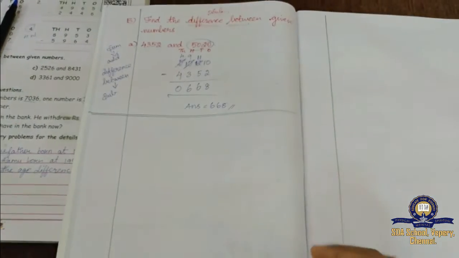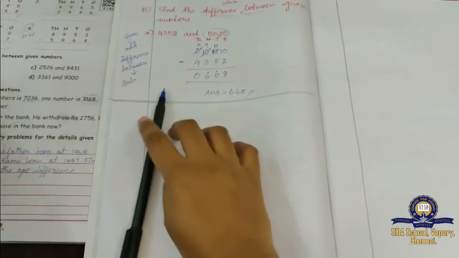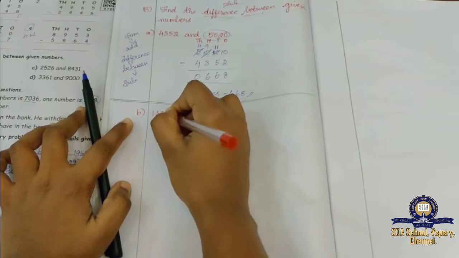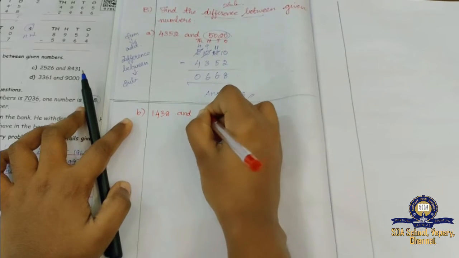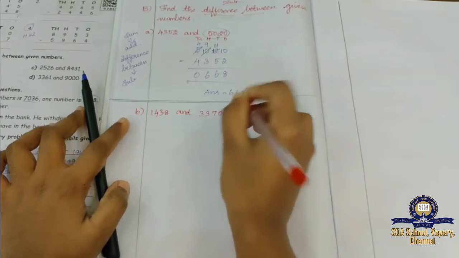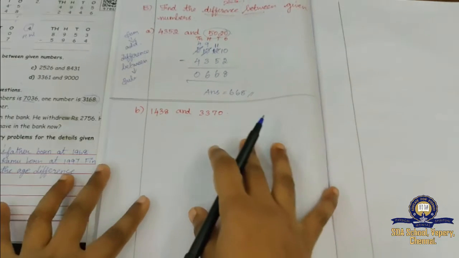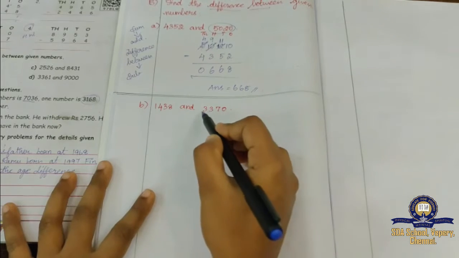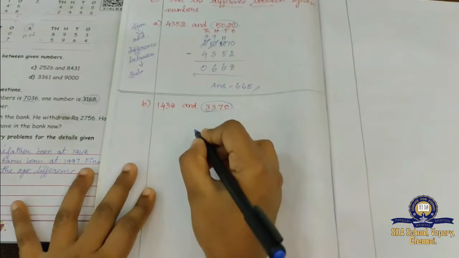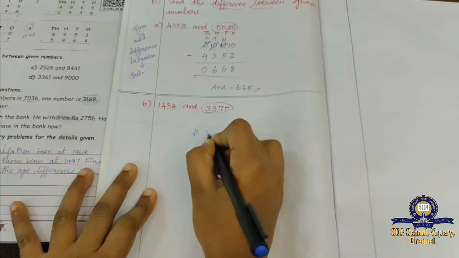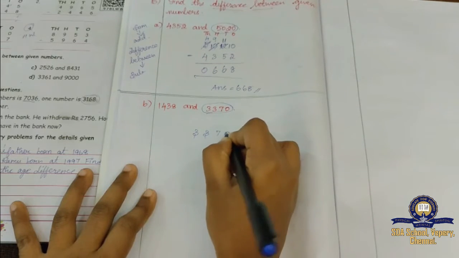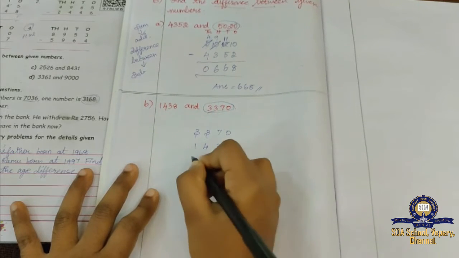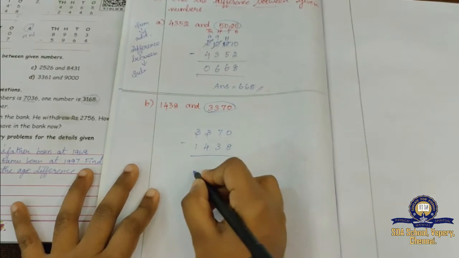Okay, to the next sum now. B sum. 1438 and 3370. Which is the biggest number? 1438 or 3370? Yes, this is the biggest number. So we have to write this first, 3370. Then we have to write the next number, 1438. Now we are going to subtract this number.